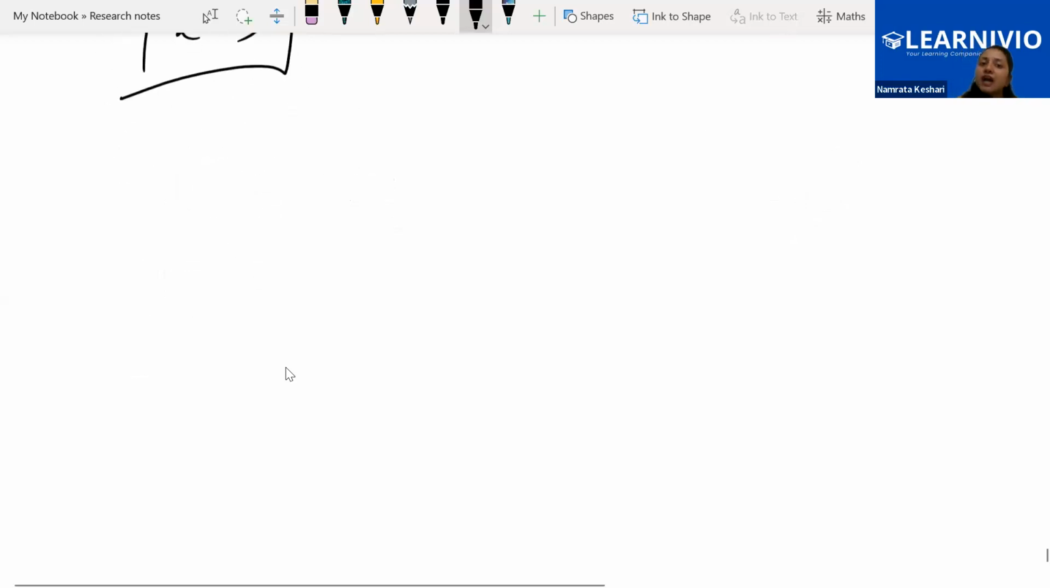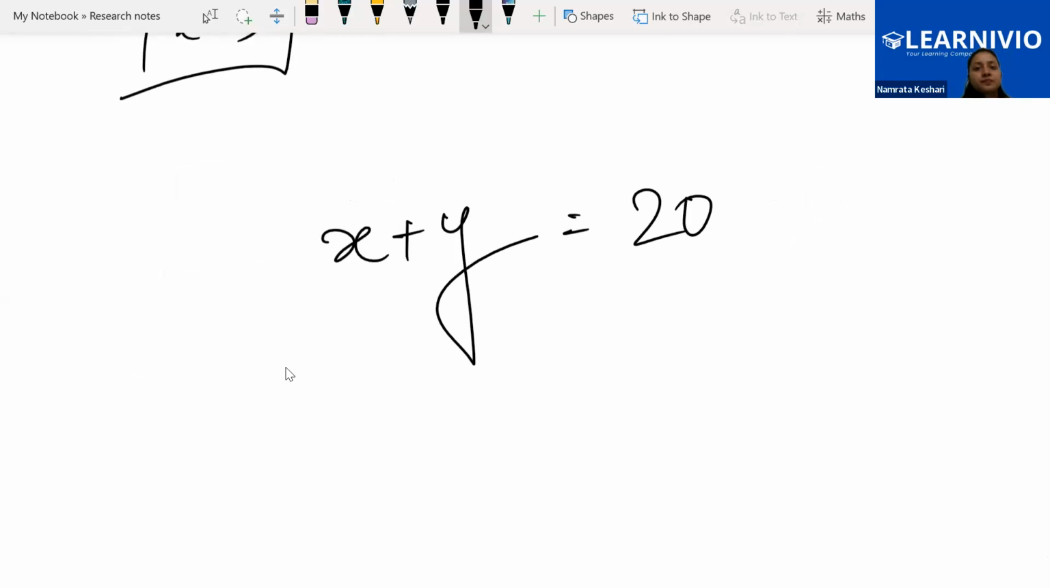But if I write a linear equation in two variables, what can be the x value and y value which will give us 20 just by adding together? If we randomly guess, x equals 10 and y equals 10, 10 plus 10 will make 20. So yes, these two are a solution. Okay.